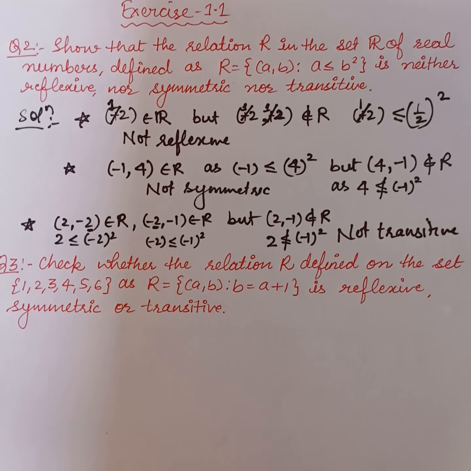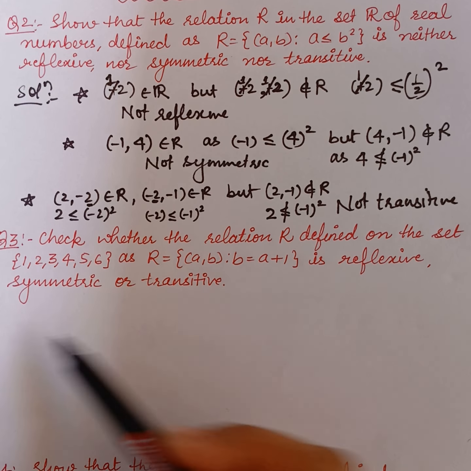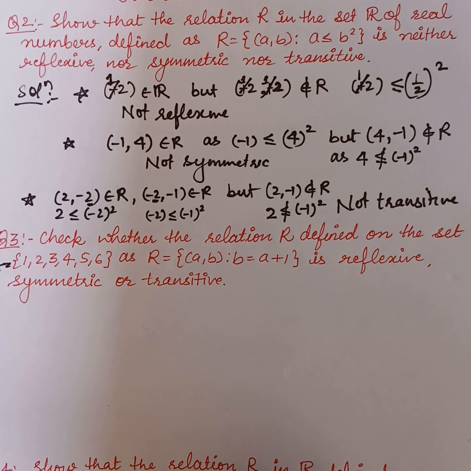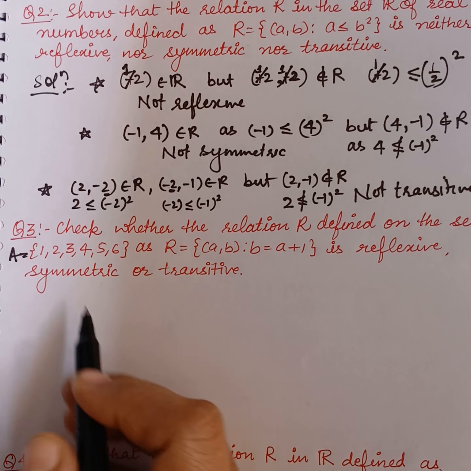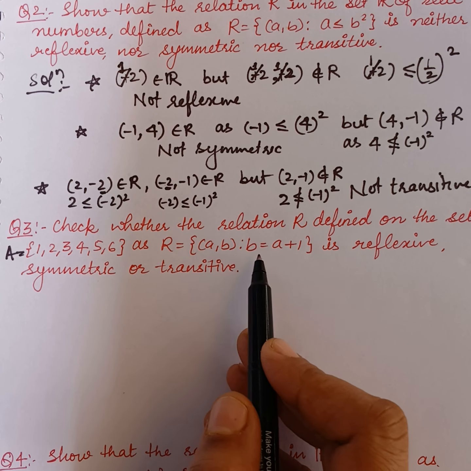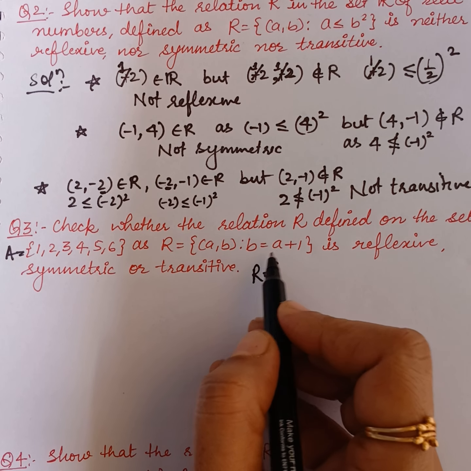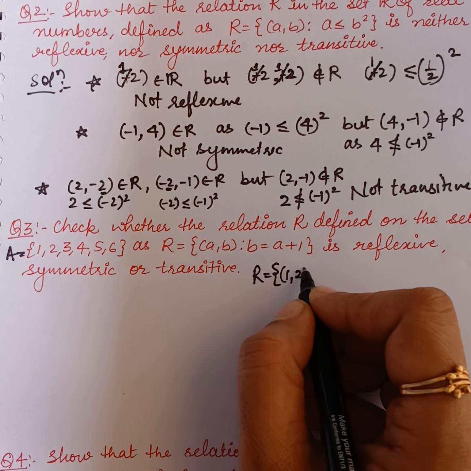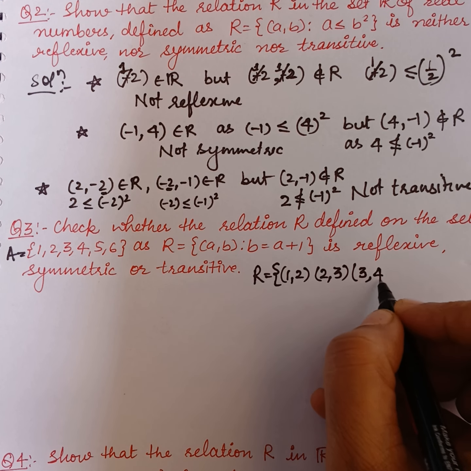Now the next one is a little easy as compared to question 2. Check whether the relation R defined on the set A = {1, 2, 3, 4, 5, 6} as R = {(a, b): b = a + 1} is reflexive, symmetric or transitive. We will consider this set as A. So let us first write R in roster form. If a is 1, what will b be? b will be 2. If a is 2, b is 3. If a is 3, b is 4.